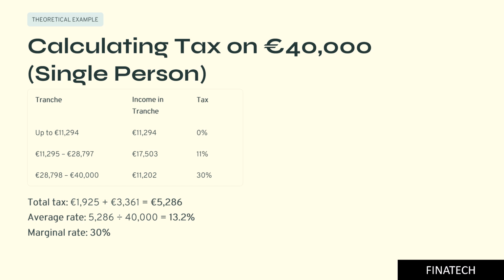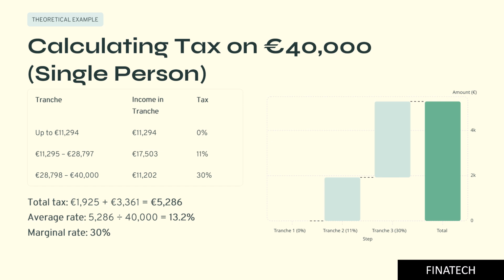So after calculation, you pay 5,286 euros in tax. If you calculate the average, it is 13.2%, but the marginal rate is 30%. That means the marginal rate applies to the last tranche of your salary. See the graph.